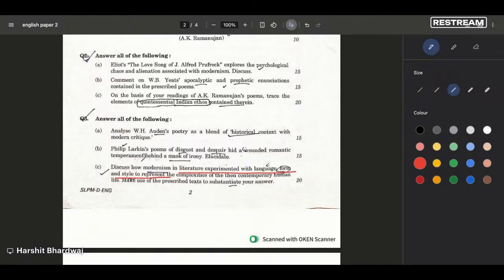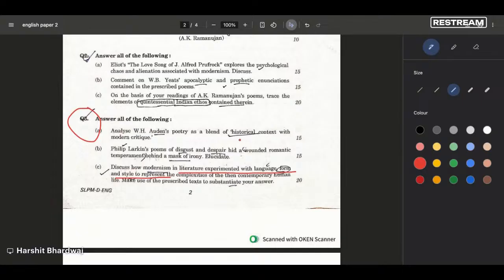So in a sense, if you've studied and understood modernism, this should be a very scoring question for you, because you can pick and choose which texts to bring. You have three poets, you can pick and choose which poems to bring, and this is pretty good. So this second question, question number 3, allows you a bit more freedom.